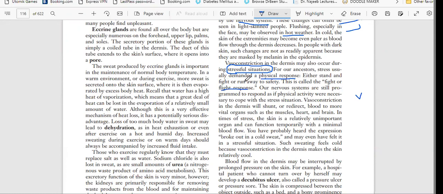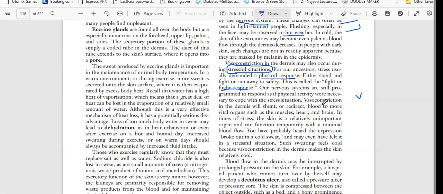So whenever a stressful condition appears, our body wants to fight that condition, or our body wants to run away from the condition, or it will save itself. So these things will happen. Why is this happening? Because our nervous system is programmed like that.